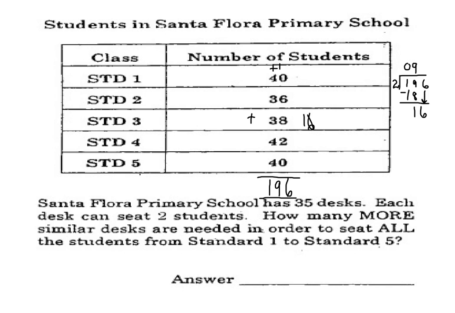Now 2 into 16. 8. Nice. 8 by 2 is 16. So we find the difference. No remainder. So now we know how many desks we need for all 196 students to have a seat. So 196 students require 98 desks in total.